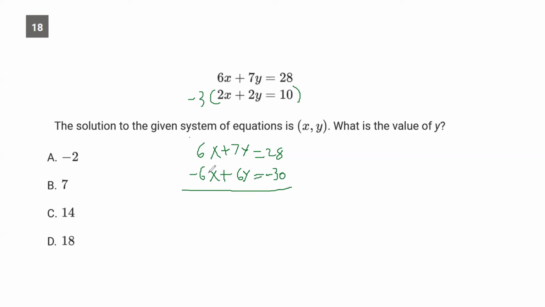And now you're going to add. And you'll get 28 plus -30 equals -2. This cancels, so you get 0 plus y. So y is -2. It's nice and clean. Sometimes you'll have to plug in to solve for the other variable if it's asking for x and you solve for y first. But here it was nice because it was easier to eliminate x first and just solve for y directly.